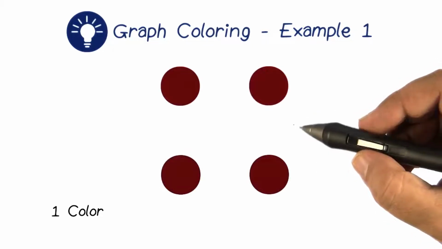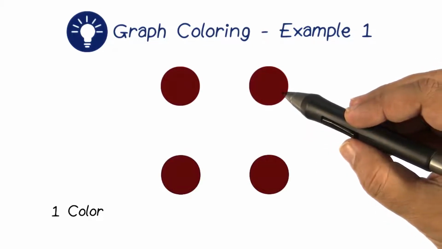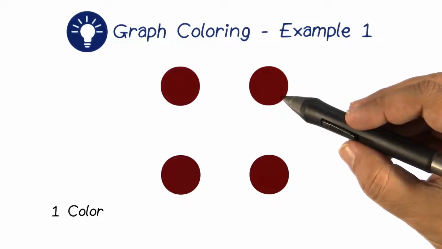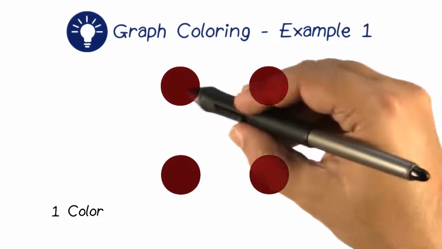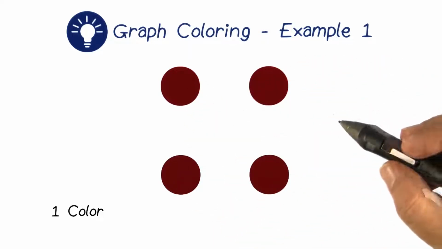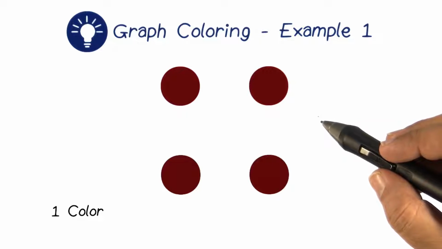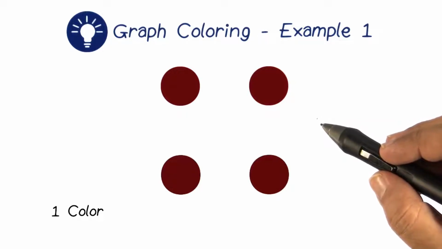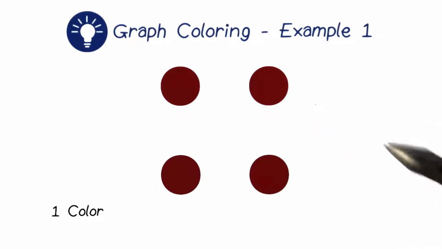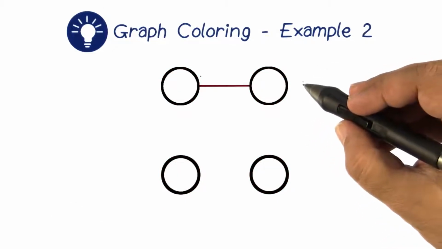And the answer is, we can give the exact same color to each one of these nodes since they are not interfering, and so one color is just sufficient to color this particular graph. In other words, in this situation, one register will be enough for us to hold all the values in registers so that we can save all those memory load stores.